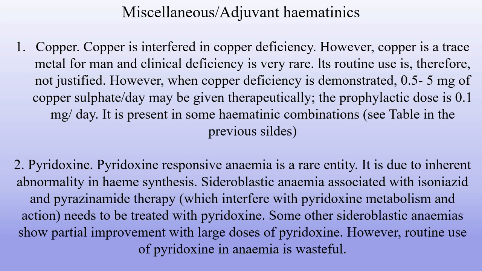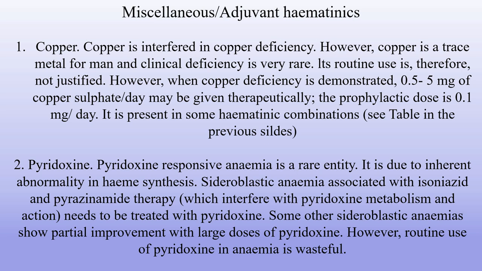However, when copper deficiency is demonstrated, 0.5 to 5 mg of copper sulfate a day may be given therapeutically. The prophylactic dose is 0.1 mg a day. It is present in some hematinic combinations. Check the table in the previous slides if you're interested in which combinations copper is included.